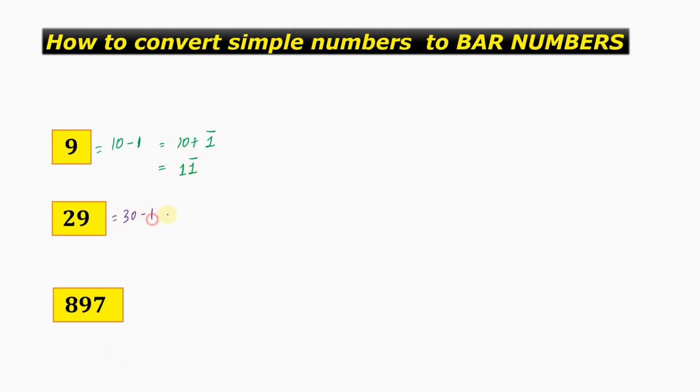29 can be written as 30 minus 1, which is further 30 plus 1 bar, which can be written as 3 bar. And lastly, 897 can be written as 900 minus 3, which can be written as 900 plus 3 bar, which can be written as 903 bar.